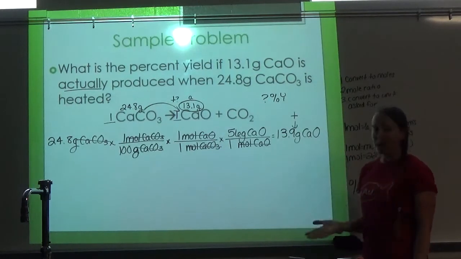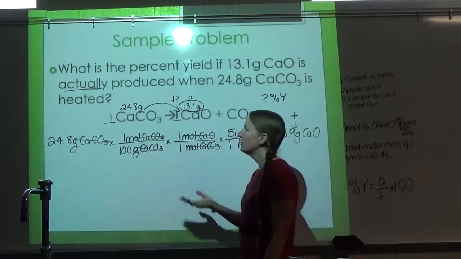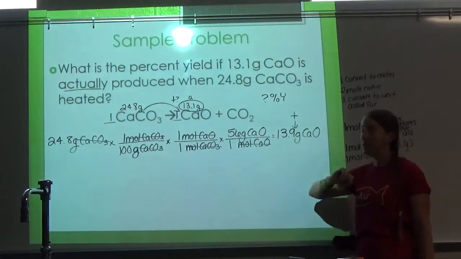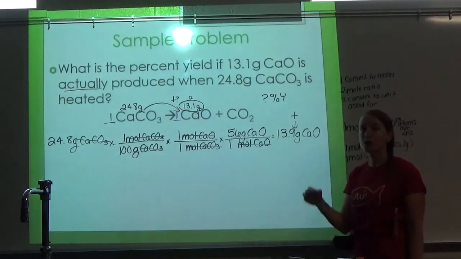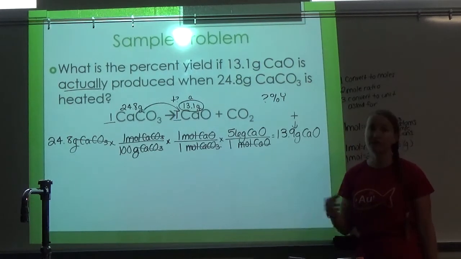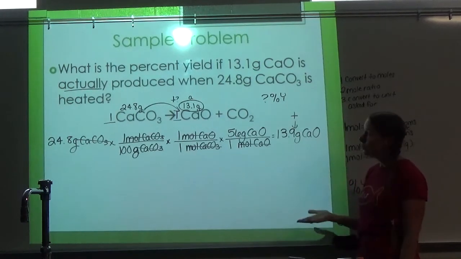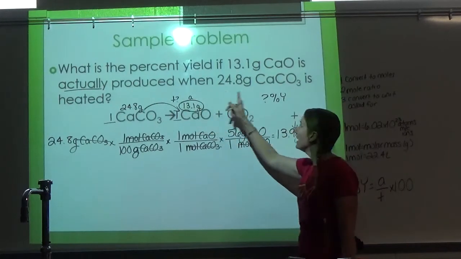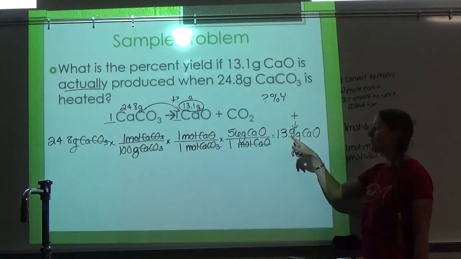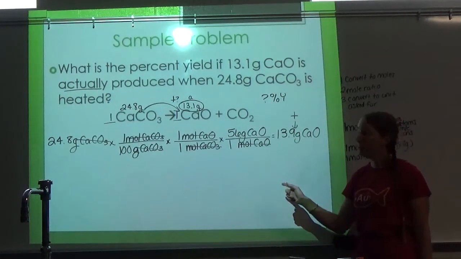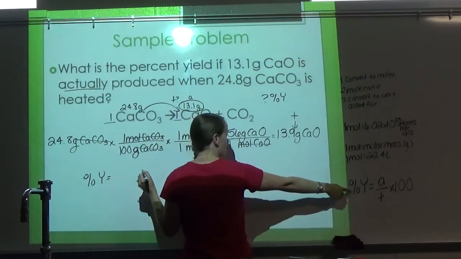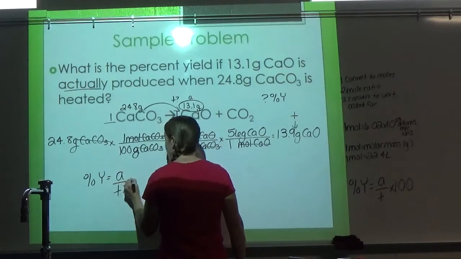Alright, so what's happened is, in the lab, we heated this, and we got 13.1 grams of product. If our reaction had worked 100%, we should have gotten 13.9 grams of product. So see, we got a little bit less. So now we have our actual, and now we have our theoretical, so now we can do percent yield. And notice the theoretical, we had to calculate that number. Alright, so then we follow our formula that I have written right here. Percent yield is actual over theoretical times 100.